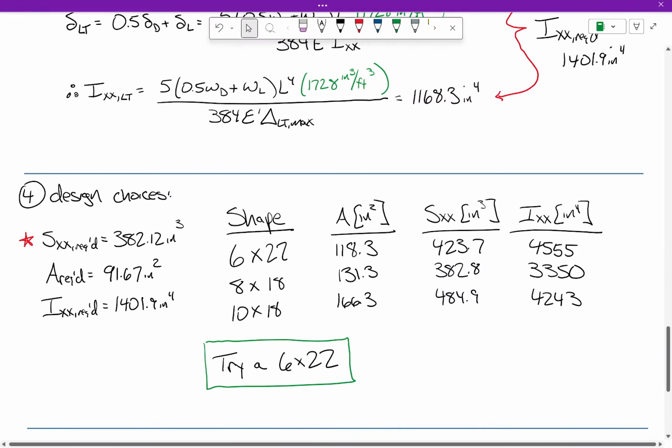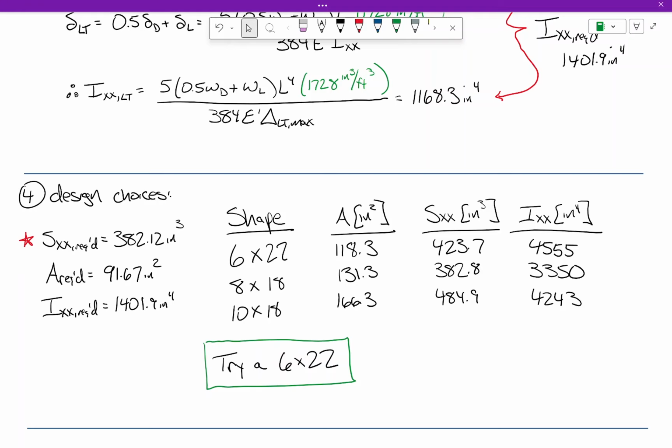All right. So our design choices: for the section modulus requirements, the area requirements, and the moment of inertia requirements, we go through and we pick various options. Now, the one thing I want to note, and I didn't get a chance to discuss this in the class, is that our required section modulus is 382 inches to the 3rd.